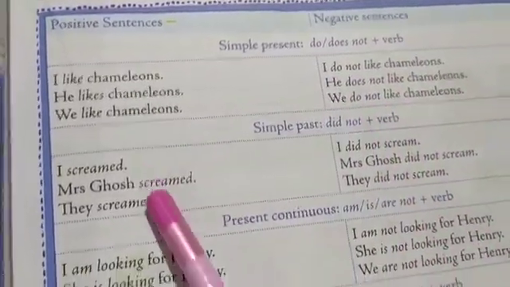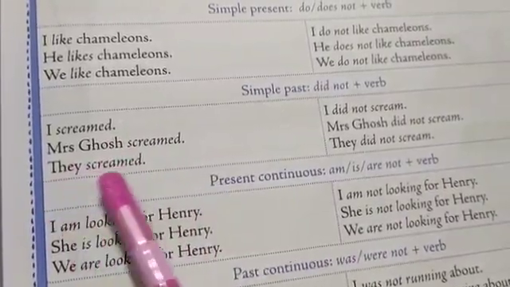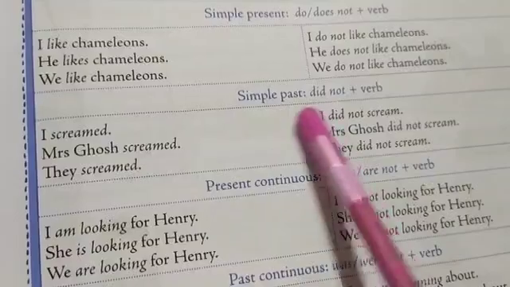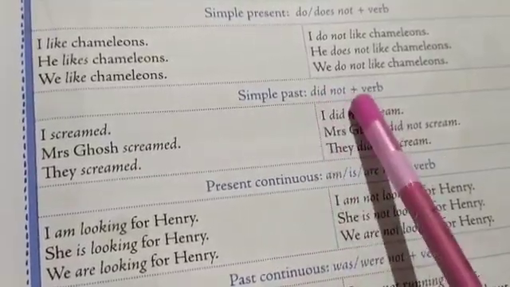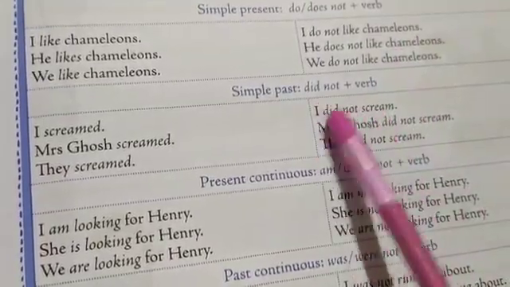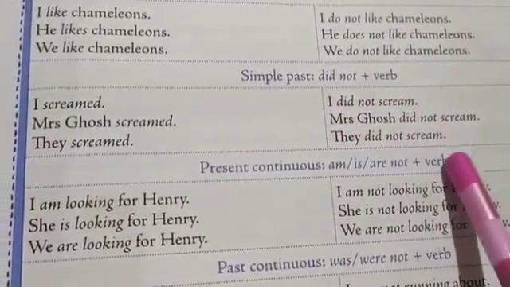Okay, student? Simple past: I screamed, Mrs. Ghosh screamed, they screamed. Here we use did not. When it is talking about the past, simple past, we use did not before a verb in a negative sentence. I did not scream, Mrs. Ghosh did not scream, they did not scream.